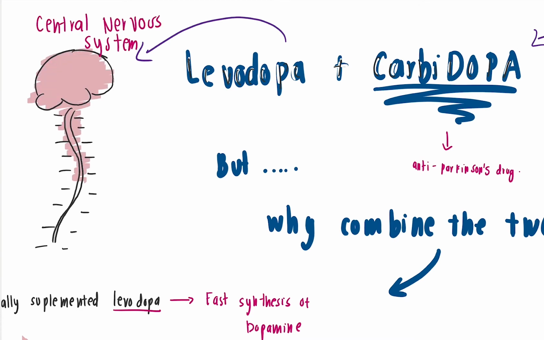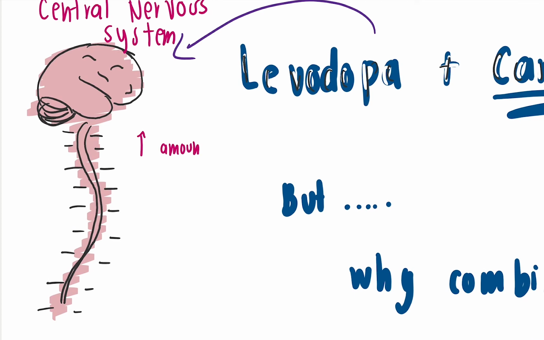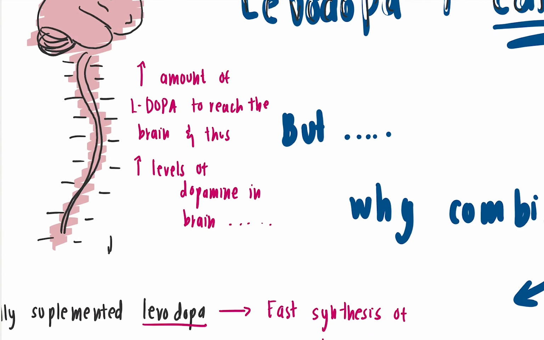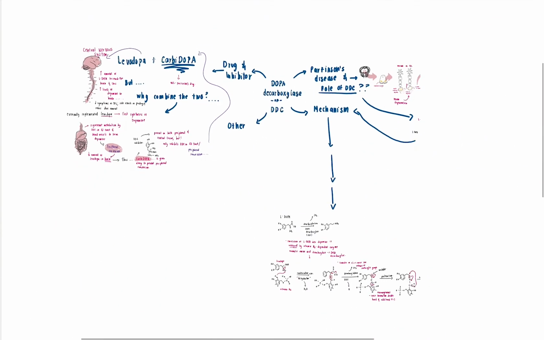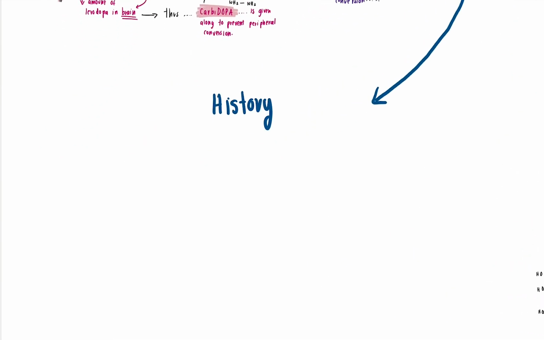Again, this is a prodrug, so it will reach the brain in its non-active form, and once it's inside the brain, it will get synthesized into dopamine. So with increased amounts of L-DOPA reaching the brain, we will have increased levels of dopamine in the brain. This will also cause a reduction in the side effects that are caused by L-DOPA, and will also reduce the amount of dose that is needed.